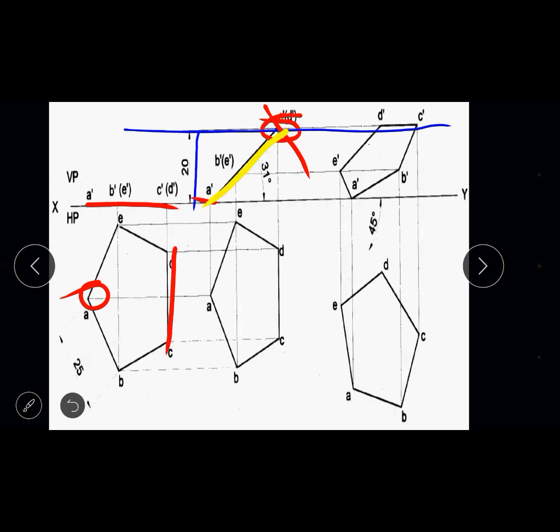So this 31 degree stands for HP angle. Then all other things are the same. So draw the projection line and get the irregular shape pentagon.